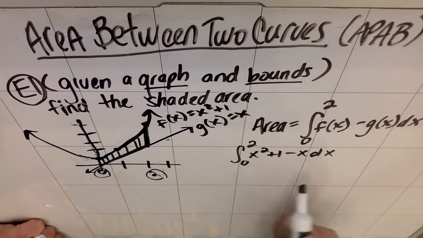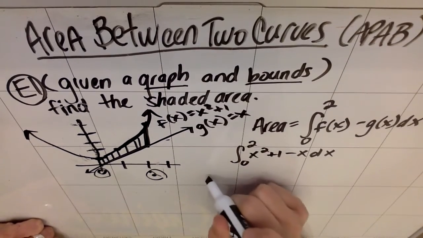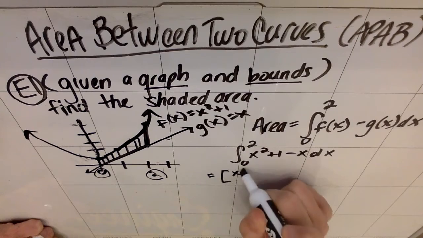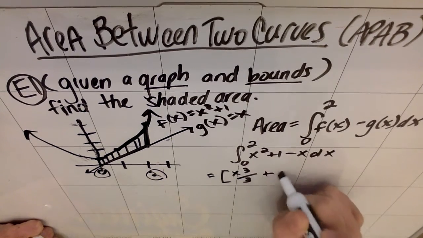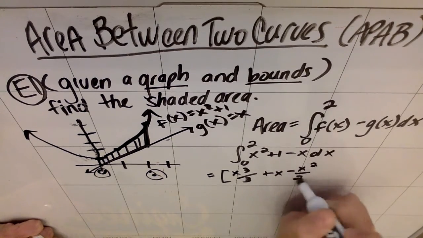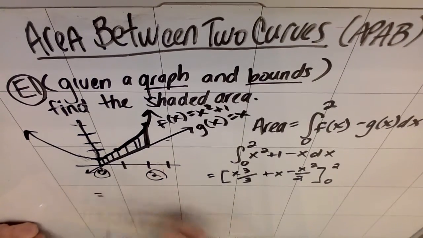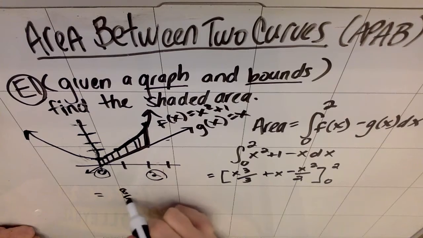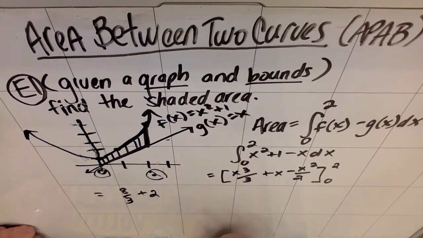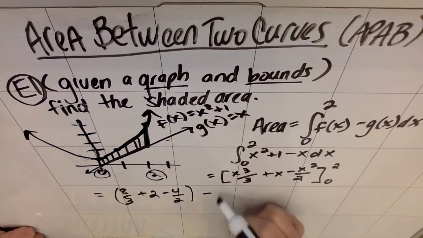So I can reorder this if I want. I don't see a real need to. So when I do the antiderivative, I'm going to get an x cubed over 3 plus an x minus an x squared over 2, and I'm going to be plugging in a 0 and a 2, right? So my area is going to end up being 8 thirds plus 2 minus 4 halves, right? All minus a whole bunch of 0.